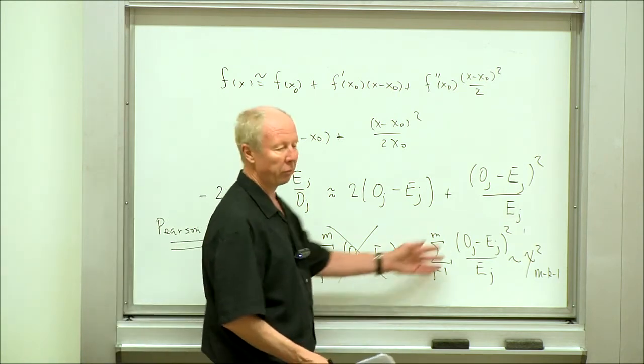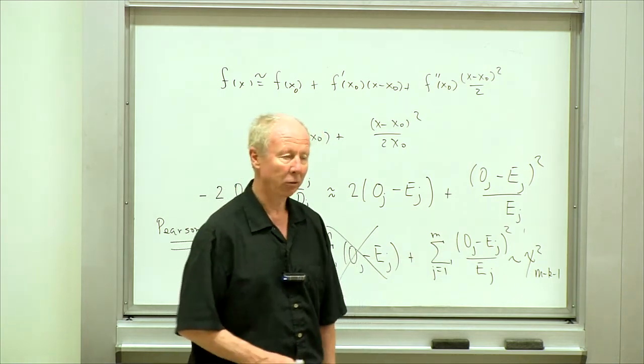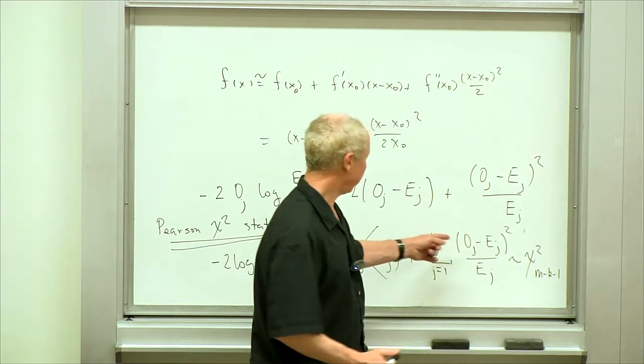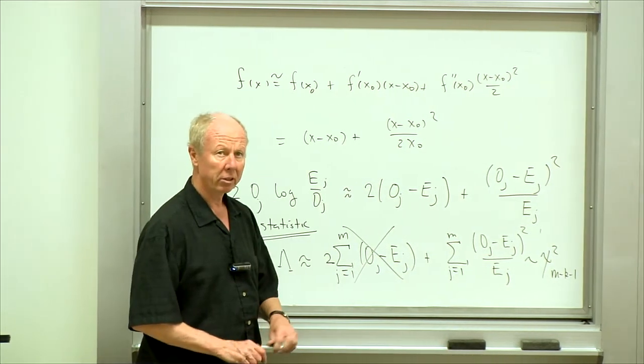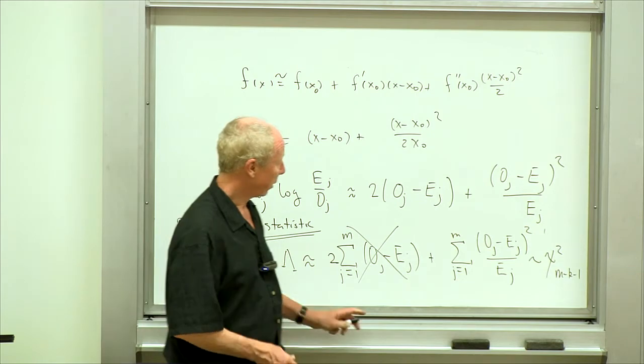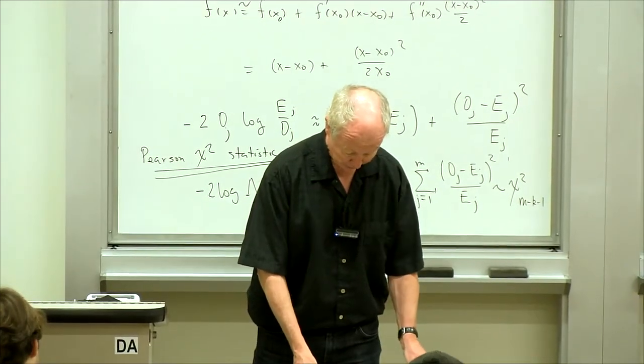The advantage is that you can compute it pretty directly. You don't need to take logs of anything. Just take the difference in observed and expected values squared divided by this, add them up. So let's take a break and come back and we'll apply this to a couple of examples.